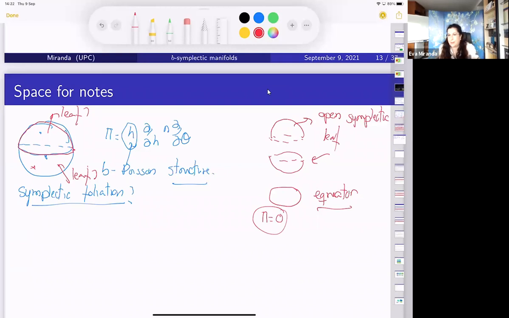So this is the silly example I was mentioning, where the Poisson structure induced on the critical set is 0, right? So the symplectic leaves, that's a very good point, the way you put it, I like it, are just the points on the equator. So the points on the equator are the symplectic leaves. So that's the symplectic foliation.